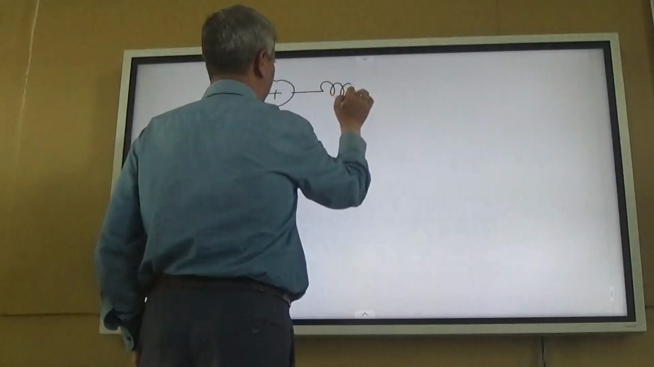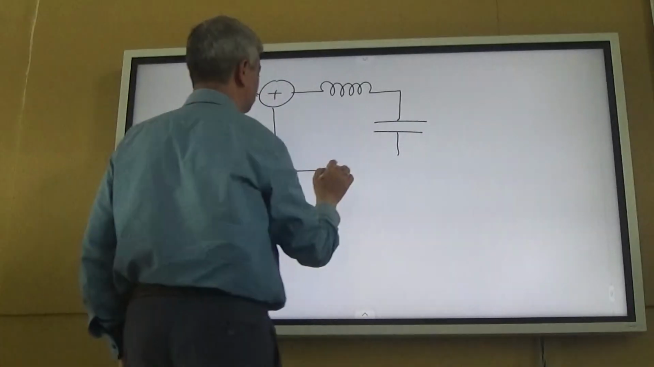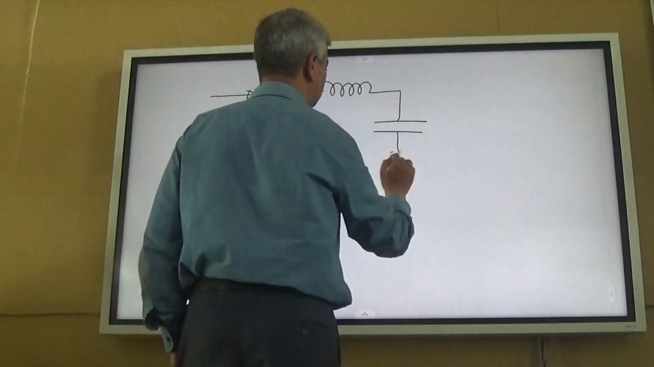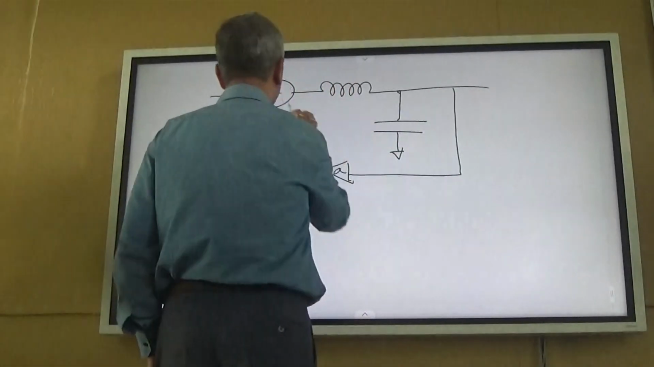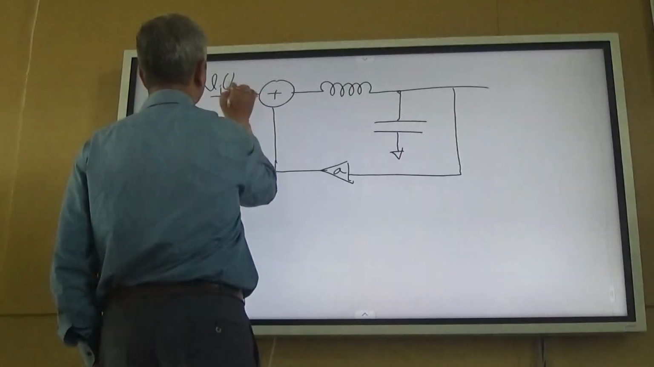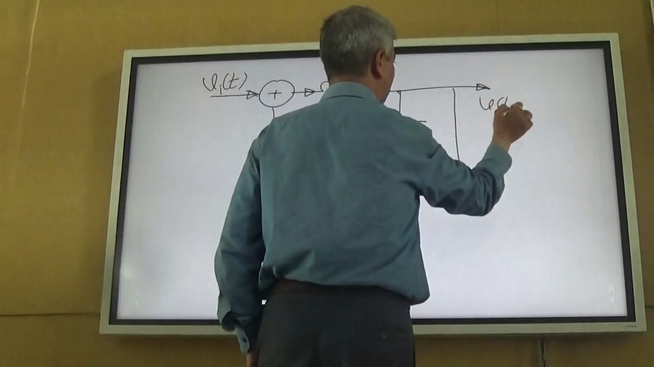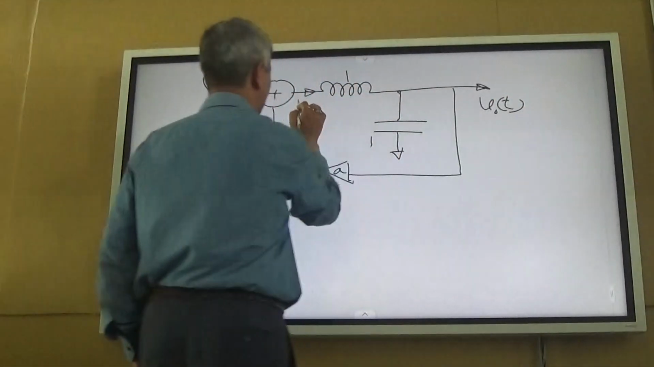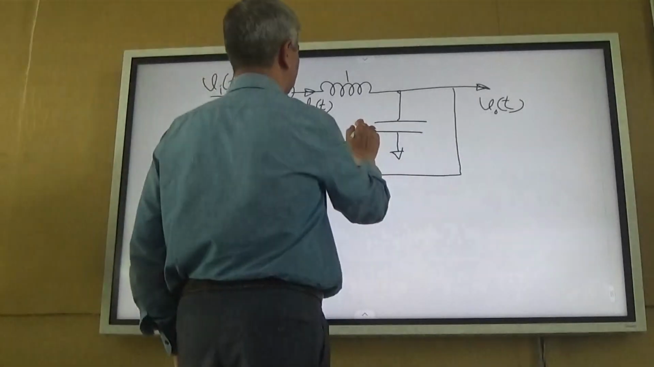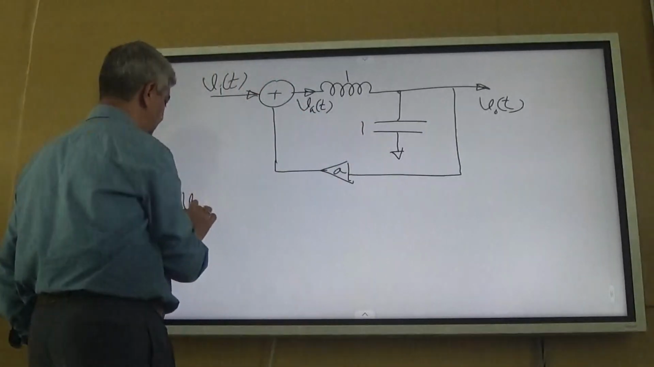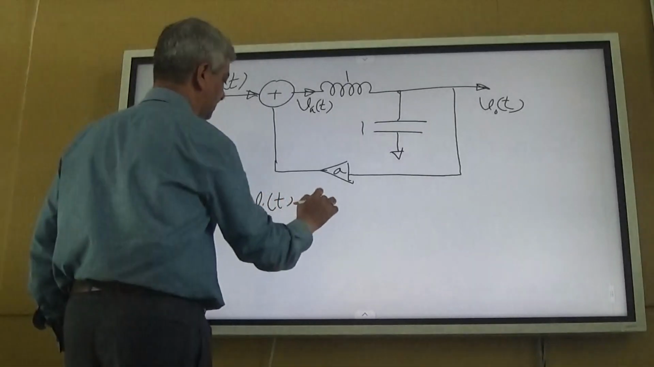Only thing is that now we take an LC circuit. V in T, this is VOT. Again we take the value as 1. This we assume as VAT. So we write the first equation. That remains unchanged: VAT is equal to V in T plus A VOT.